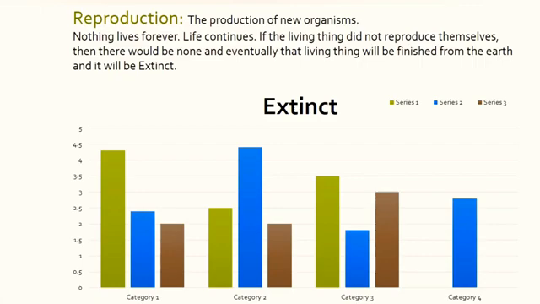Reproduction of new organisms. What is reproduction? The production of new organisms. Nothing lives forever. Life continues. How can it be continuous if the living things do not reproduce? On the other hand, if the living things did not reproduce themselves, then there would be none of them, and eventually that living thing will be finished from earth and it will be called extinct.